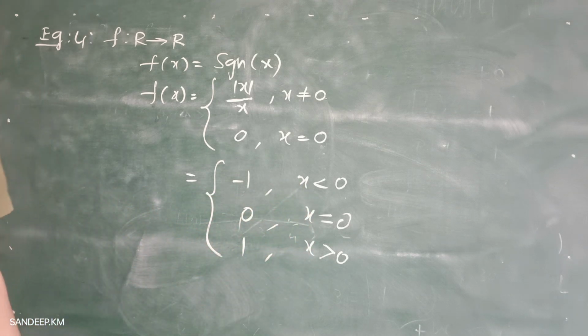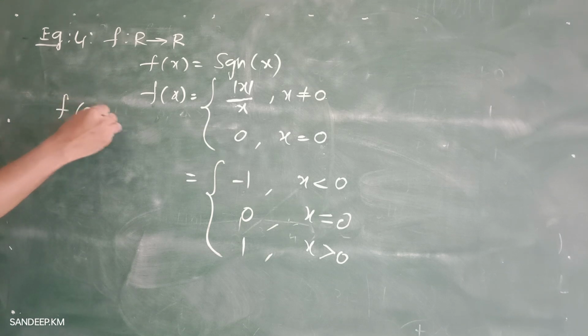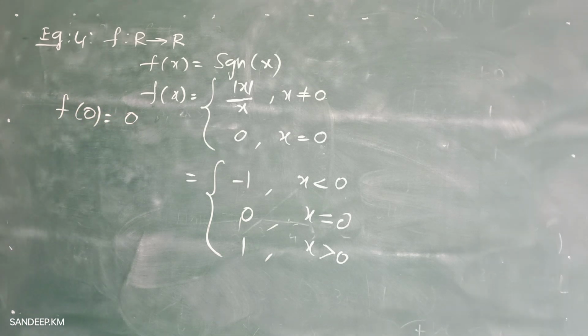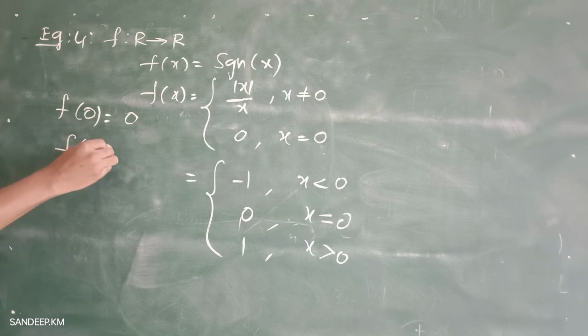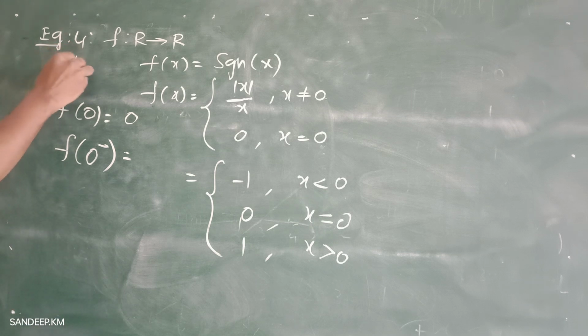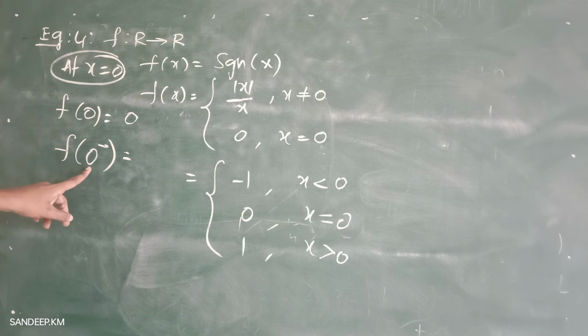So for this function, let us discuss the limiting value of the function at x is equal to 0. First of all, the value of the function, f of 0, is 0. Left hand limit, shall I write it like this? f of 0 minus. We are talking about the limiting value of the function at x is equal to 0. So this is the left hand limit.